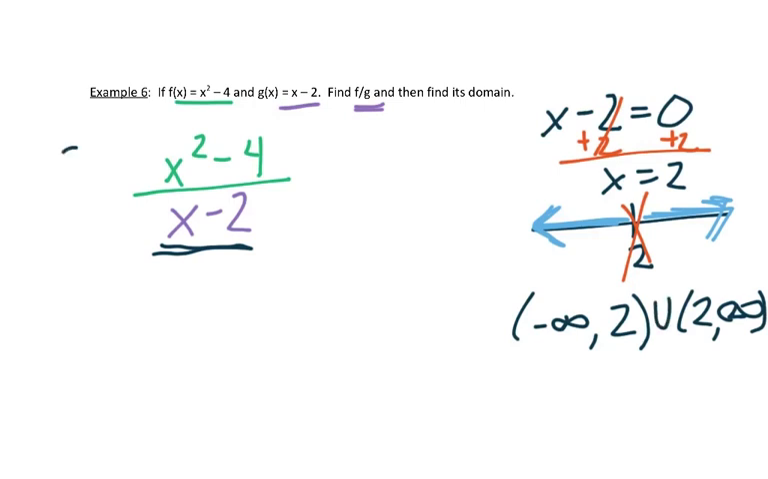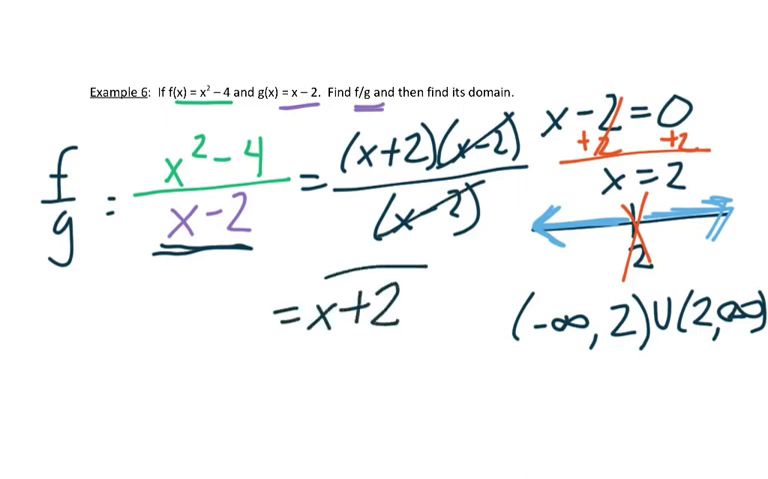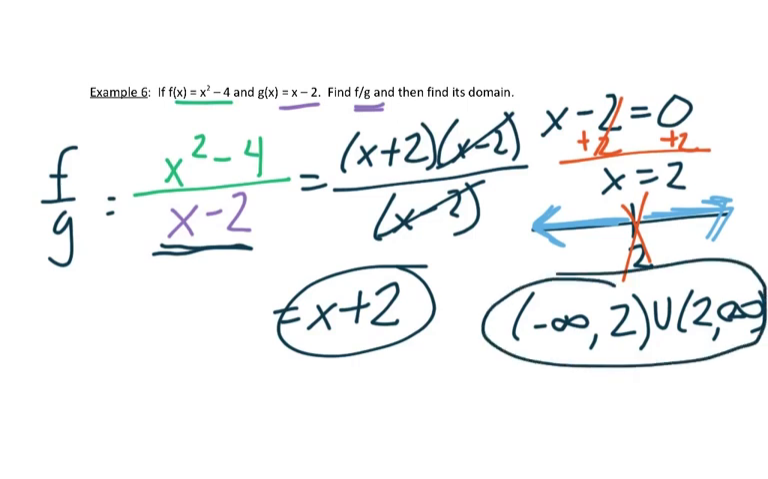Now let's go back to this f divided by g, because we can do some simplifying. The top of this fraction actually factors to x plus 2, x minus 2. In the denominator, we have x minus 2. So that cancels out, and we'll end up with x plus 2 is our answer, with this as the domain. And that's just really trying to make the point that we have to do the domain before you do any simplifying.